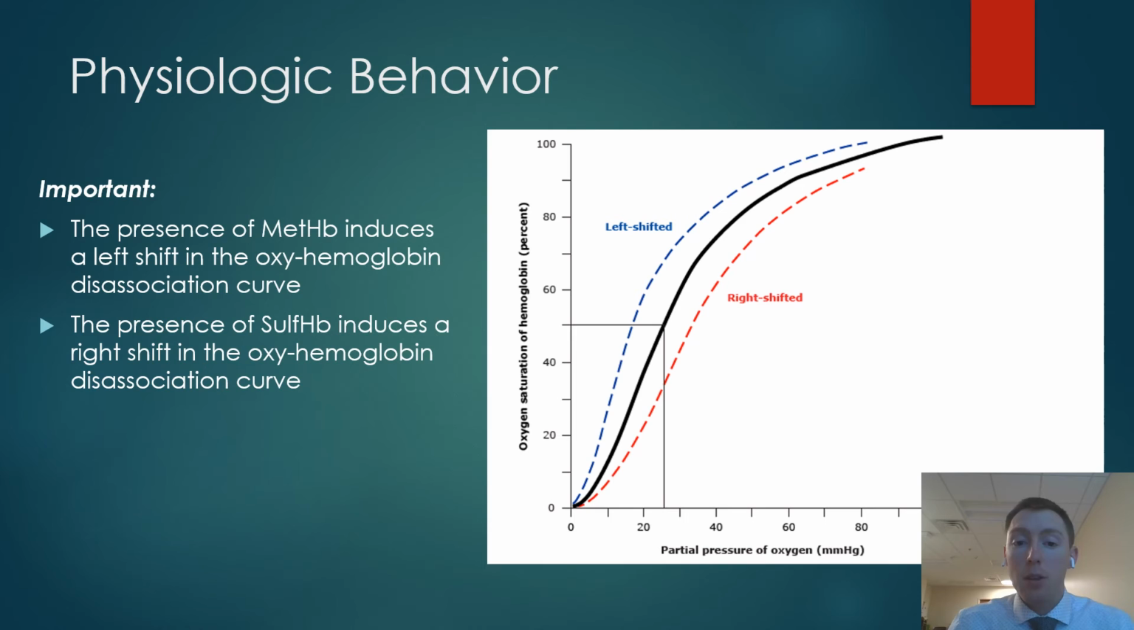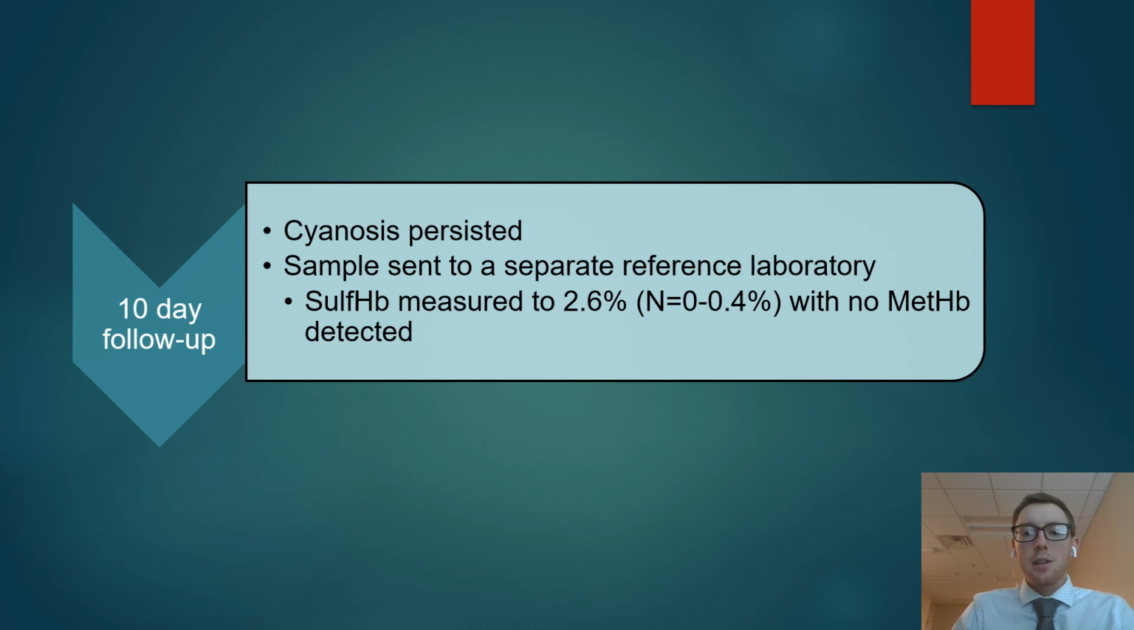The presence of methemoglobin causes a left shift in the remaining non-denatured hemoglobin molecules, while the presence of sulfhemoglobin causes a right shift in the remaining non-denatured hemoglobin molecules. So this effect at the molecular level actually explains why methemoglobinemia is such a severe disorder, while sulfhemoglobinemia is usually an asymptomatic condition. The patient followed up in 10 days.